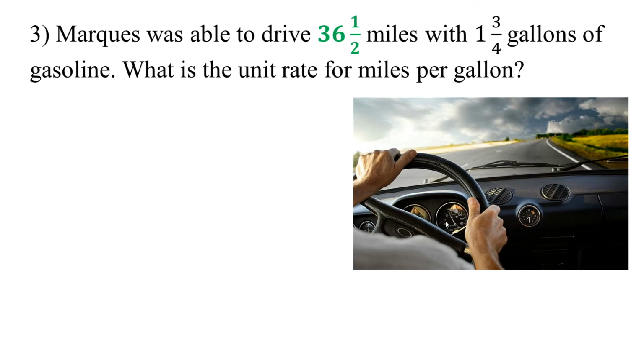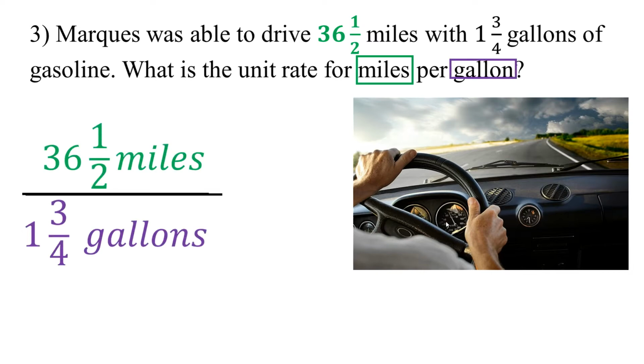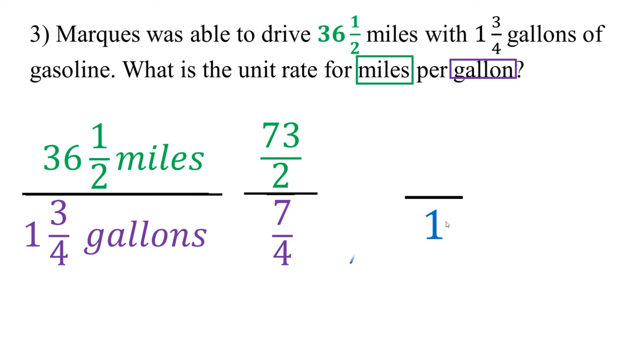Marcus was able to drive 36.5 miles with 1 3/4 gallons of gasoline. What is the unit rate for miles per gasoline? Please try this one before you watch the rest of this clip. So it wants miles per gallon. So we're going to put miles over the number of gallons. We need to change both of these into improper fractions. And then we are changing gallons into a 1.